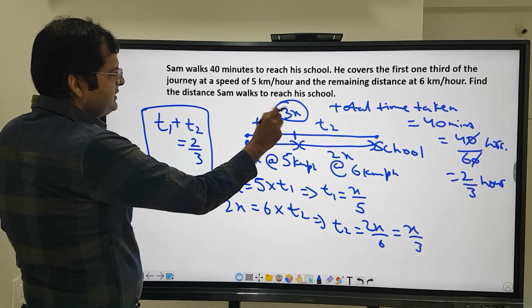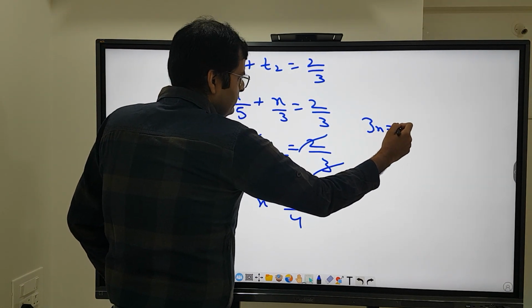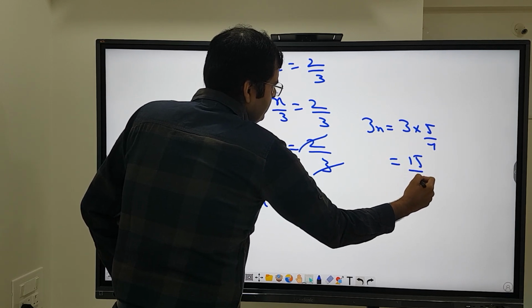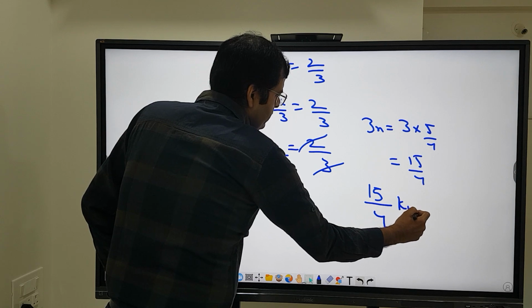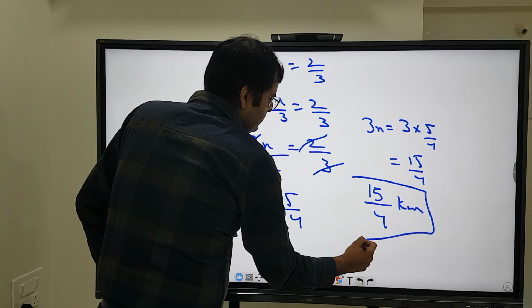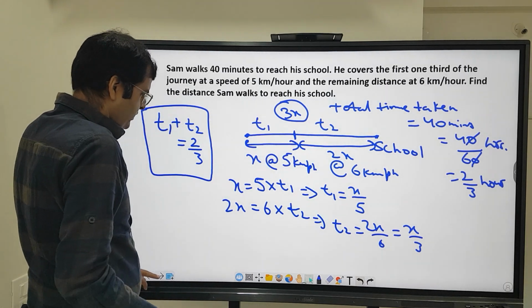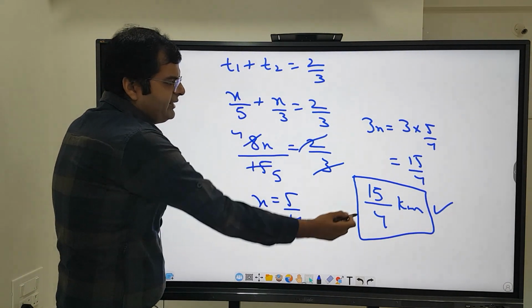The total distance travelled is 3x. So 3x will be equal to 3 into 5 by 4, which is equal to 15 by 4. So the total distance travelled is 15 by 4 kilometers. Find the distance Sam walks to reach the school: Sam walks a distance of 15 by 4 kilometers to reach the school, and that's the right answer.